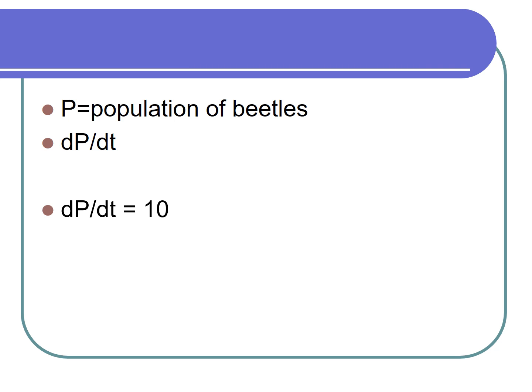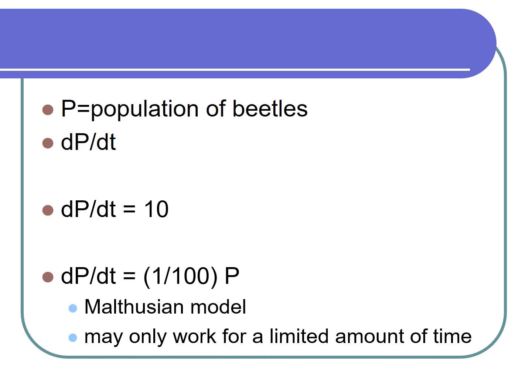So then we think, well, what would another model look like? Well, another model would be dP/dt is equal to 1/100 times P. Notice the change in population changes based on what the population is. So if P is equal to 500, the change in population with respect to t would be 5. If P is equal to 1,000, it would be 10. If P is equal to 10,000, it would be 100.